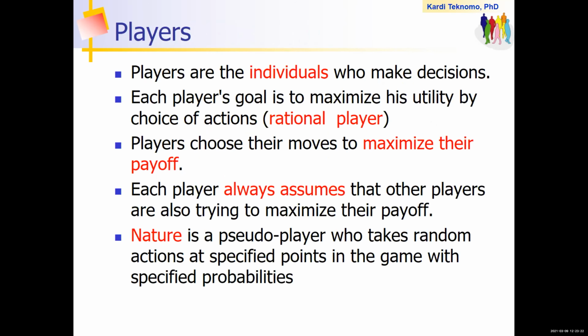Okay? So the players are individuals who make decisions. They are rational players, so their goal is to maximize their utility. Okay? So they want to maximize their payoff. That is what is called selfish. They want to maximize their own payoff. And each player assumes that the other player is also trying to maximize their payoff. Now, how about if I'm an individual? I don't have any other opponent. Then nature can be a pseudo player.